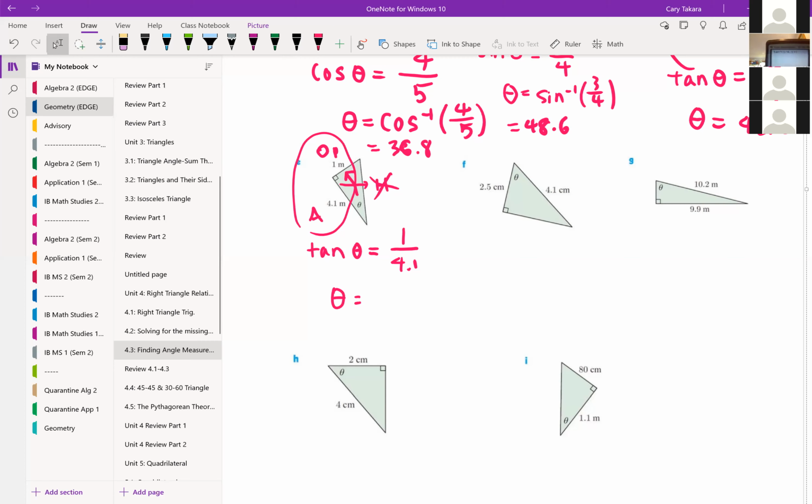Type like that. Tangent inverse 1 divided by 4.1. Then press enter. 13.7.